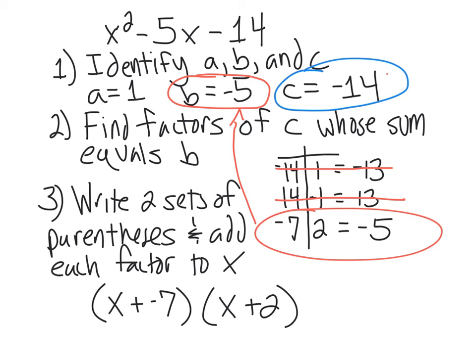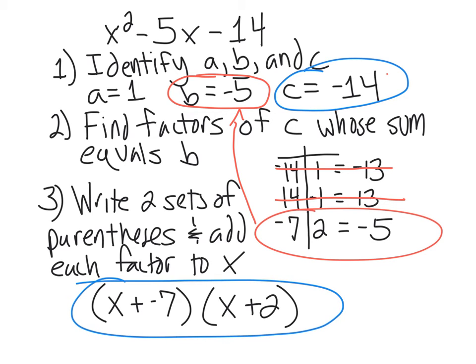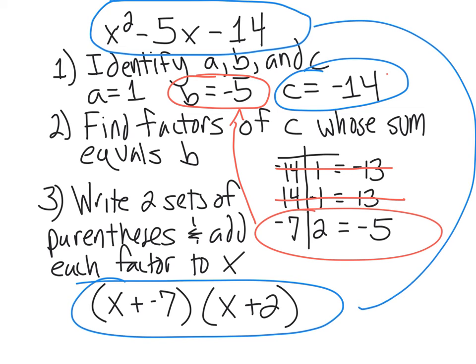So that's what you do. Identify a, b, and c. And again, for right now, a is going to equal 1. Next time we do this, we're going to try cases where a doesn't equal 1. But for right now, that's all we care about. Then we find factors of c whose sum equals b. Then we write 2 sets of parentheses and add each factor to x. And that's how we arrive at our answer. So factoring x squared minus 5x minus 14, my final answer would be x plus negative 7 times x plus 2. And again, you can have x minus 7. That's fine. Same thing, right?